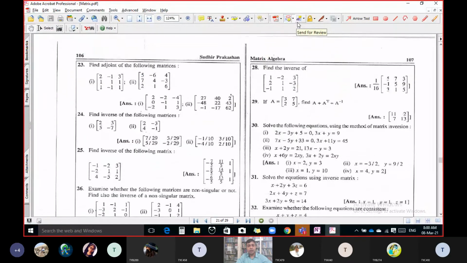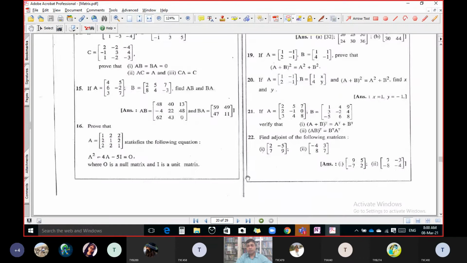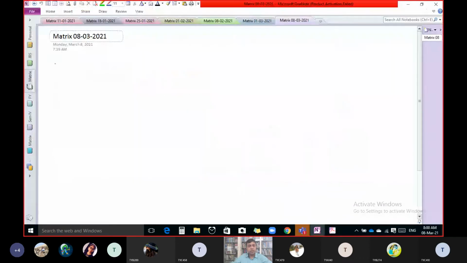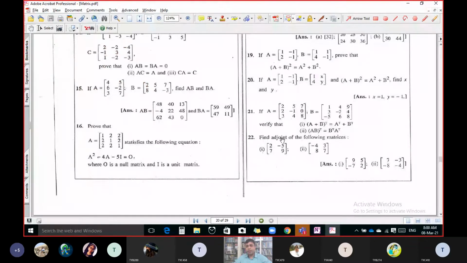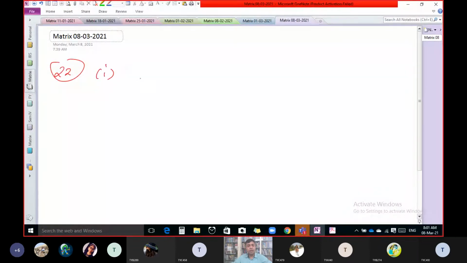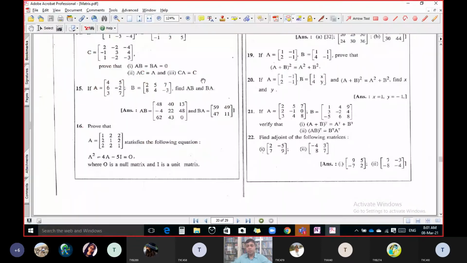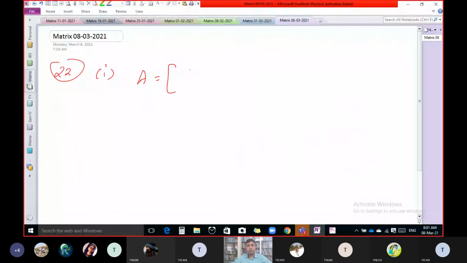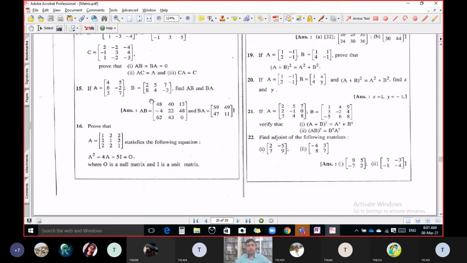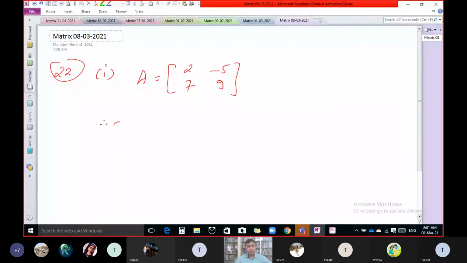See, question number 22. In 22, we have to find the adjoint of the matrix 2, minus 5, 7, 9. That is the first one. Let us say A equal to 2, minus 5, 7, 9, and we have to find the adjoint of A. So you can write the direct answer.